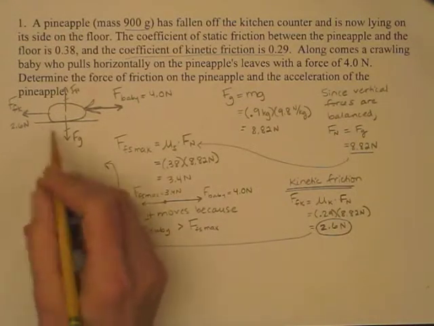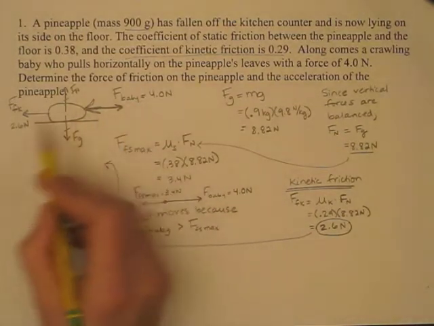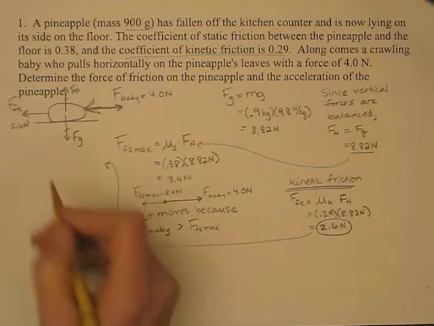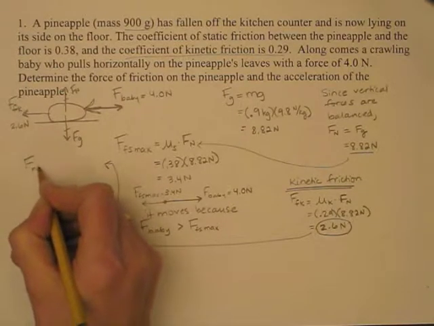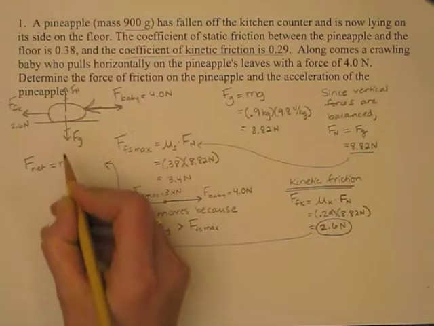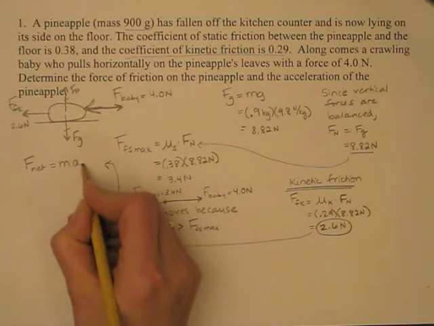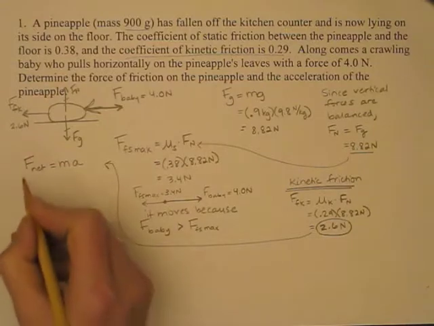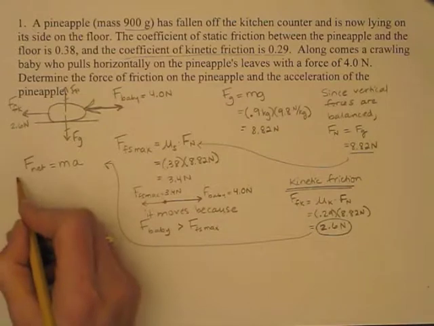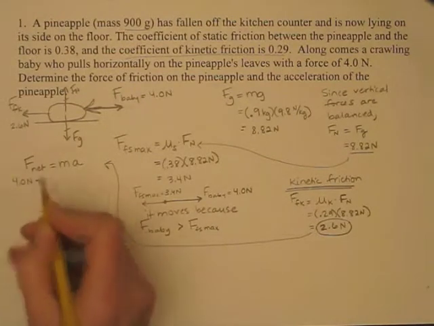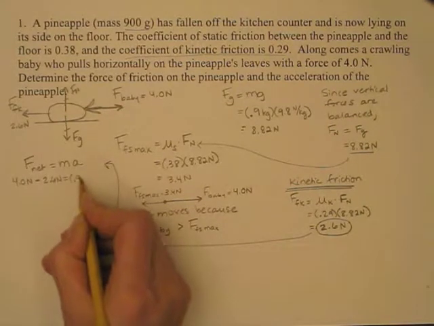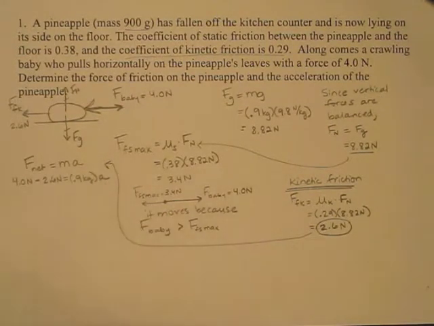So it looks like I have unbalanced forces here. Unbalanced forces means that we have a changing velocity, which is an acceleration. So in order to calculate that, we need to use Newton's second law. The net force on the pineapple equals the mass of the pineapple times the acceleration of the pineapple. So the net force is all the forces to the right minus all the forces to the left. So 4 newtons minus 2.6 newtons equals 0.9 kilograms times the acceleration of the pineapple.